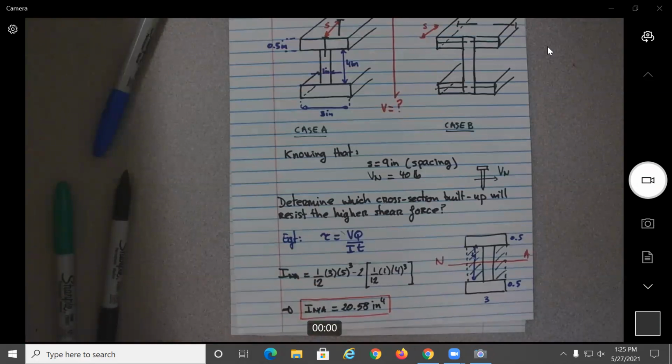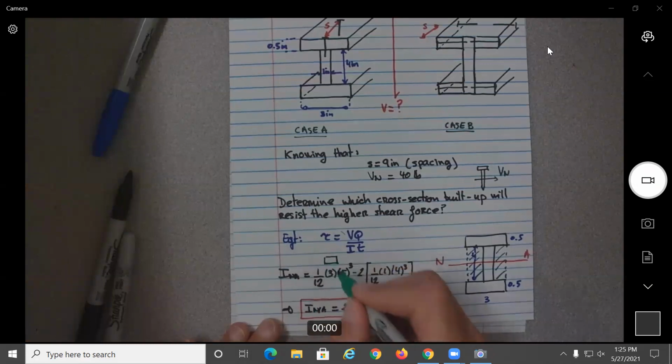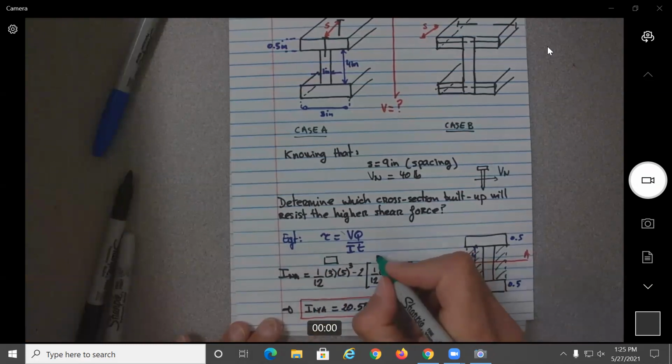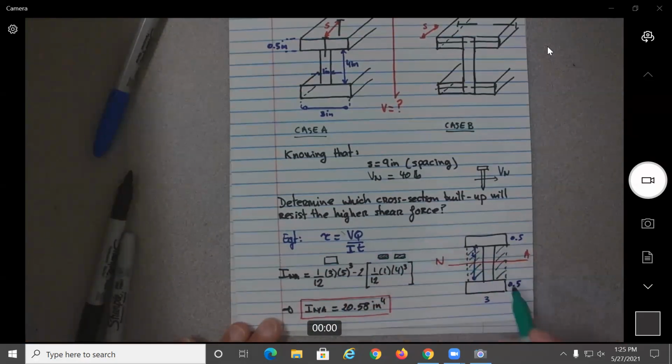Okay, so let me repeat. This one will be of the whole rectangle. This will be the two little pieces. Okay, these ones are here. All right.